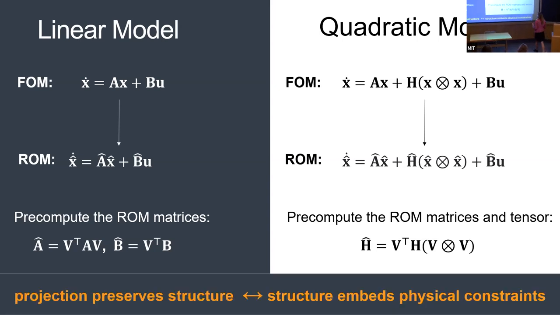So projection preserves structure. And why is that so important? Because structure is what reflects physical constraints. The fact that there's an A and an H here is not coincidence. It's here because the governing equations, the laws of nature, had terms in them that when we discretize them, or if we prefer to think in the PDE world, had terms that are linear in state or quadratic in state. Think about Navier-Stokes equations, u times u dx. It's quadratic in u, right?